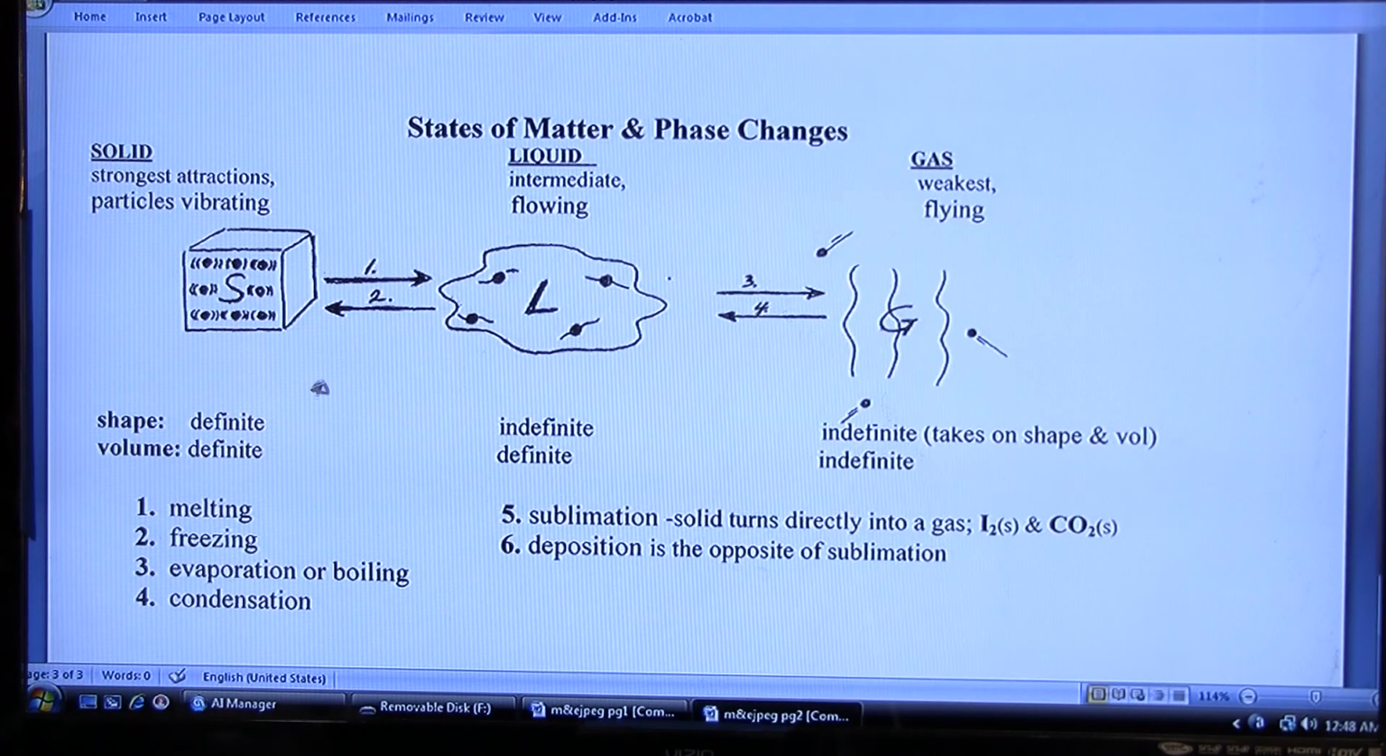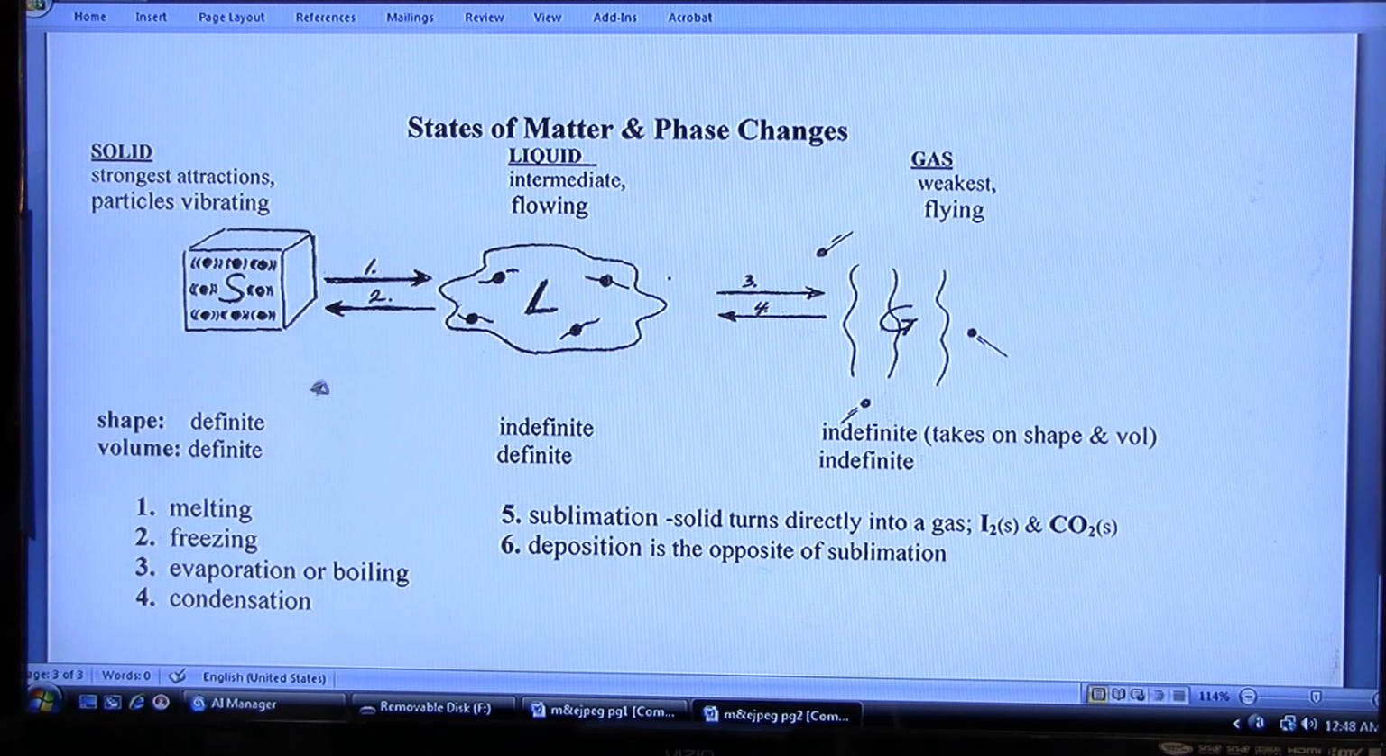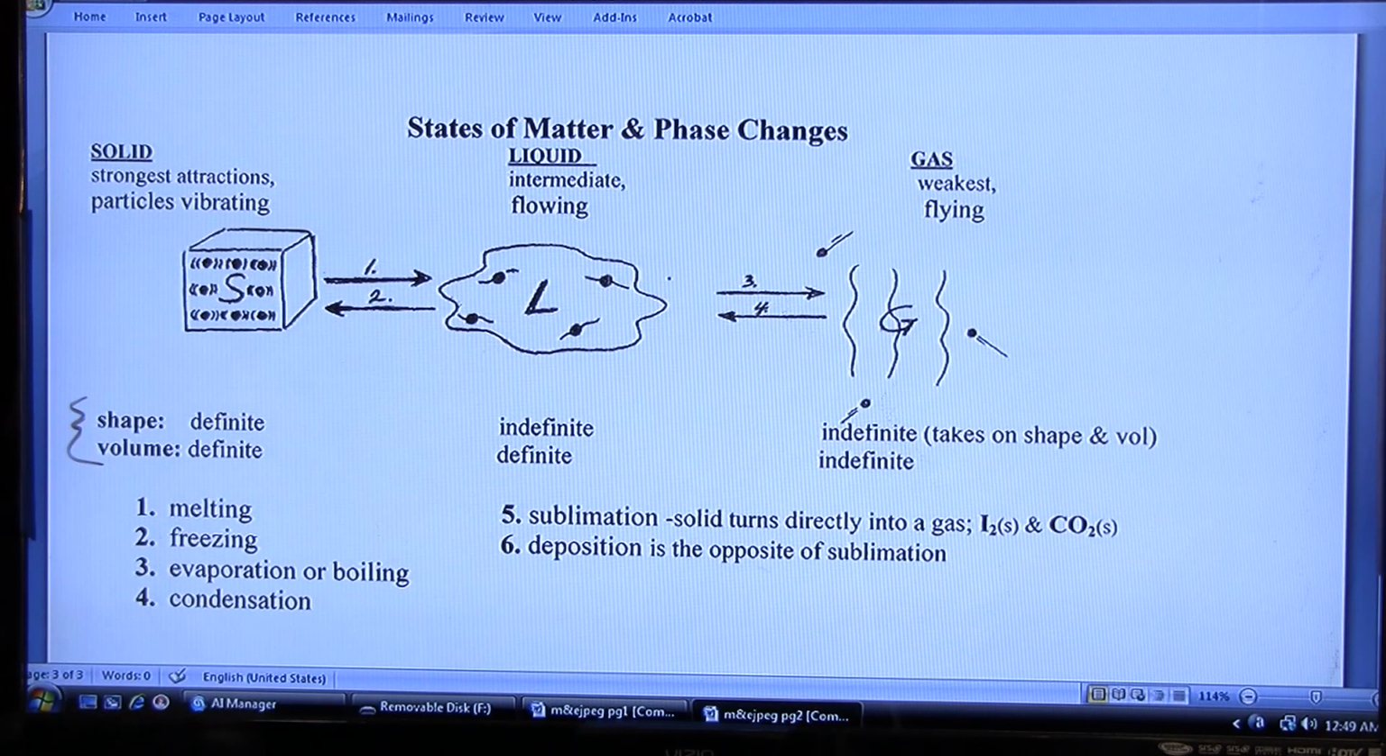Again, there are 3 states: solid, liquid, and gas. And the difference between these states in terms of properties, first of all, should be shape versus volume. The shape of solids is definite, and so is their volume, and that's why they say you can't fit a square peg in a round hole.